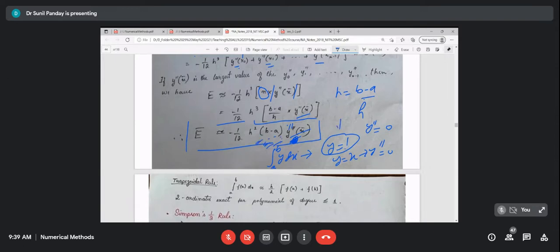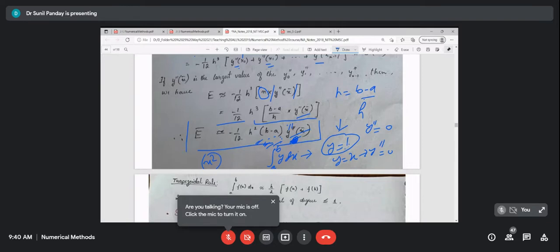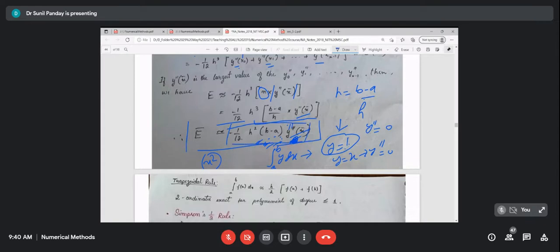So it means your trapezoidal rule gives the exact value if your function y is either a 1 degree polynomial or a constant polynomial. For more than 1 degree polynomial, like x square, it is not going to give you the exact value. It means there is an error, and the error is given by this expression. So this is the way we proved the error of the trapezoidal rule.